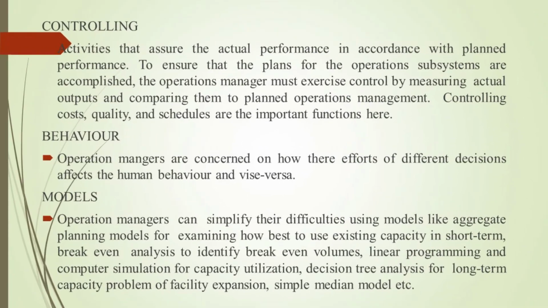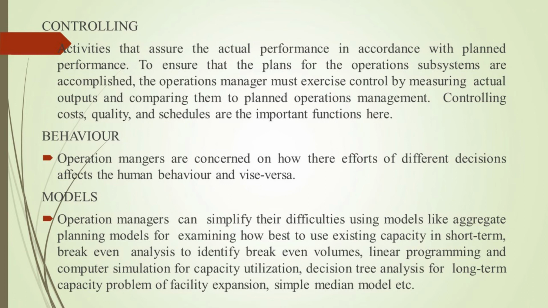Controlling: activities that ensure the actual performance is in accordance with planned performance. To ensure that the plans for the operations subsystems are accomplished, the operations manager must exercise control by measuring actual outputs and comparing them to planned outputs. Controlling cost, quality, and schedules are the important functions here.